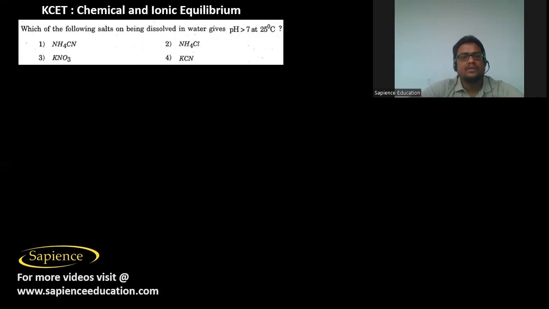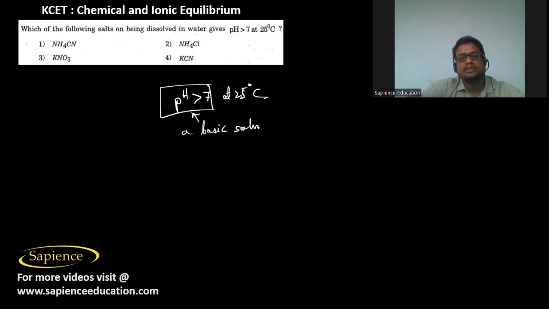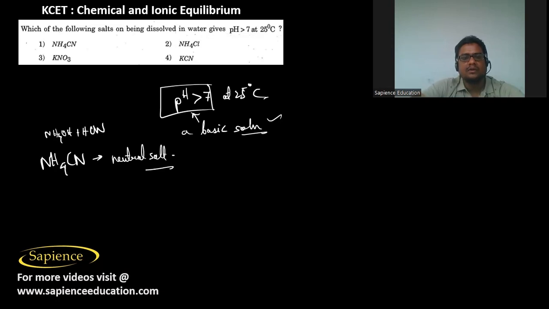Then it is told which of the following salts on being dissolved in water gives pH greater than 7 at 25 degrees Celsius. So pH greater than 7, it means that it should be a basic solution. So NH4CN is a salt of a weak base, which is NH4OH, and a weak acid, which is HCN. So it is a neutral salt. So here the solution will not be more than 7.